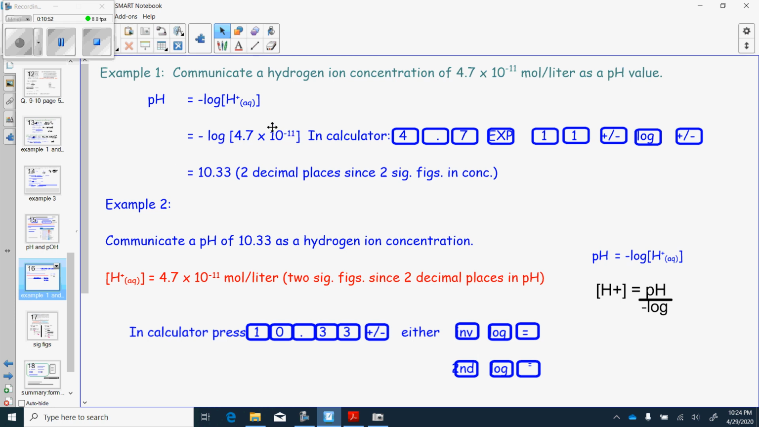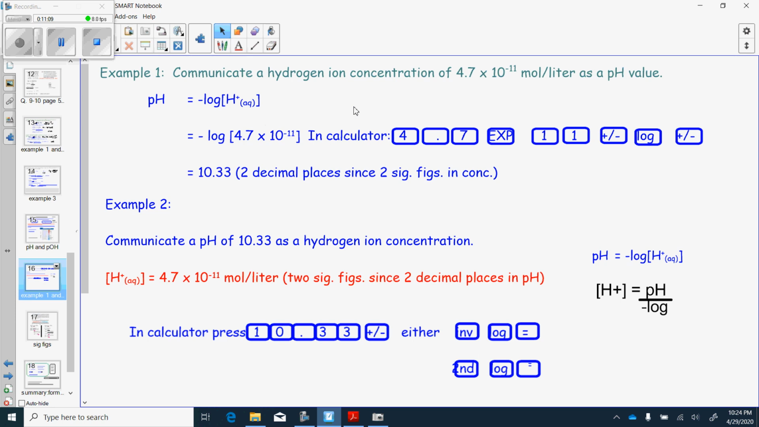So you might be moving in this direction, so put your concentration in, then hit your log button, and then your negative. Or you might be going in the forward direction, so you hit your negative positive button, your log button, and then your concentration. So try a couple different ways to make sure you're putting this in okay.